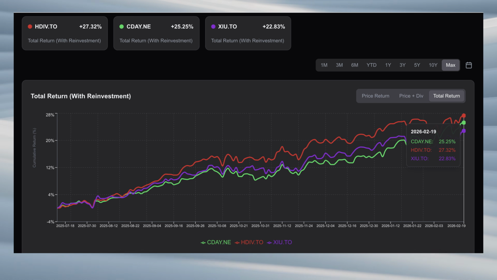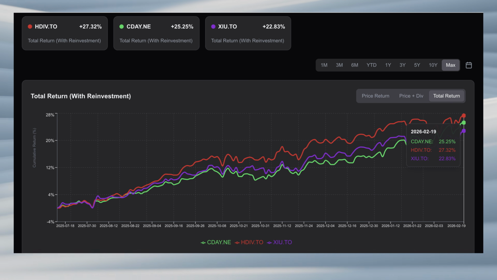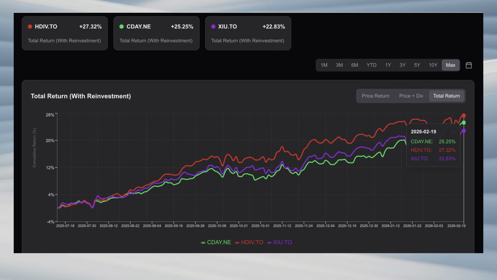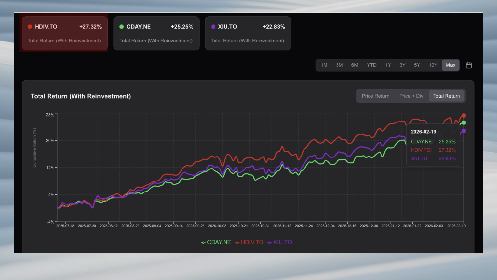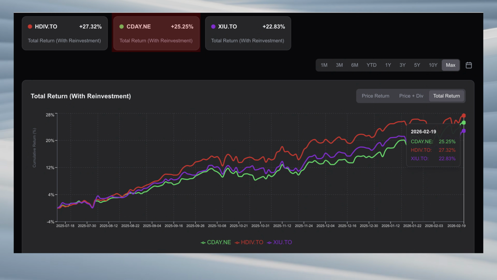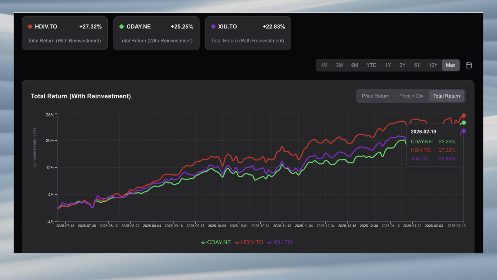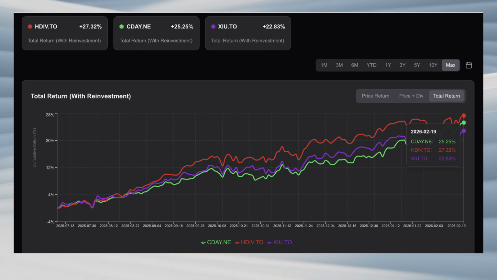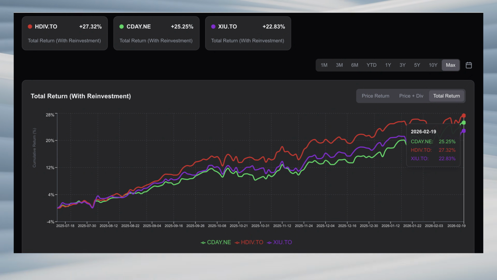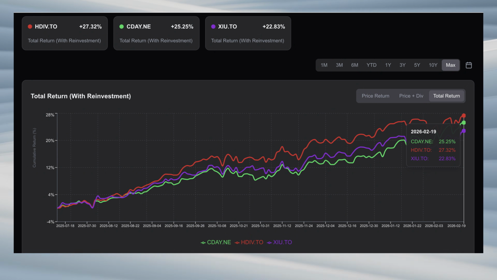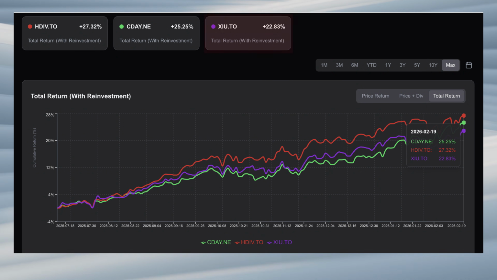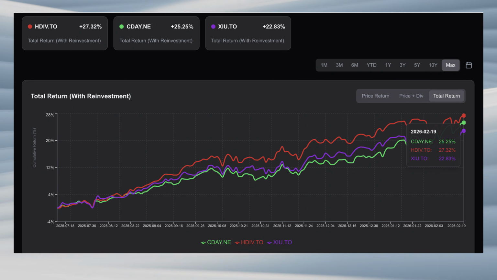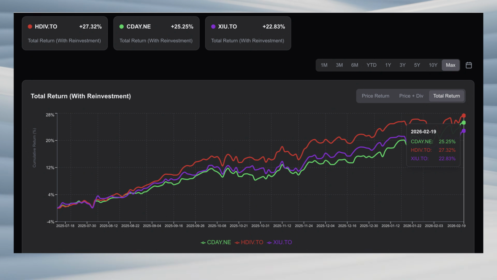Looking at the results with DRIP factored in, both of these highly discussed funds in the dividend community have performed remarkably well. As of February 19, 2026, the total return of HDIV hit 27.32%, with CDAY following closely behind at 25.25%. Let's take a look at the red and green lines on the chart. HDIV generally maintained its lead throughout this period, while CDAY clearly gained a lot of momentum later on. Ultimately, both outperformed our benchmark XIU, which returned 22.83% over the same time frame. So overall, if we're looking strictly at total return, HDIV does have the edge over CDAY.